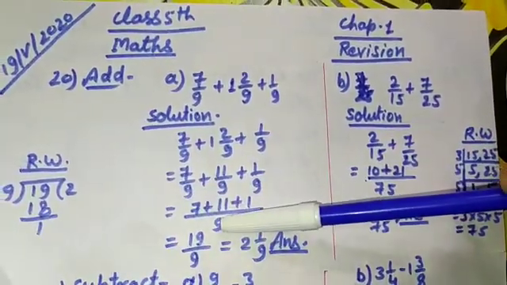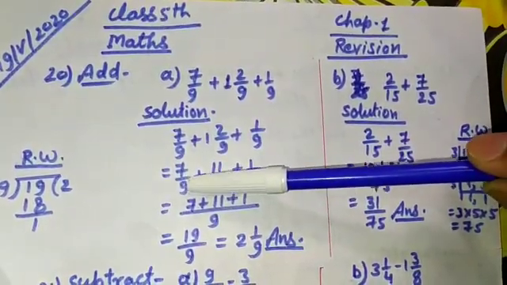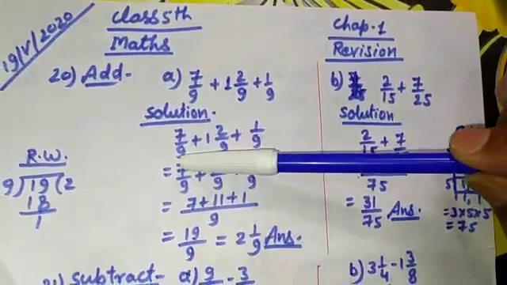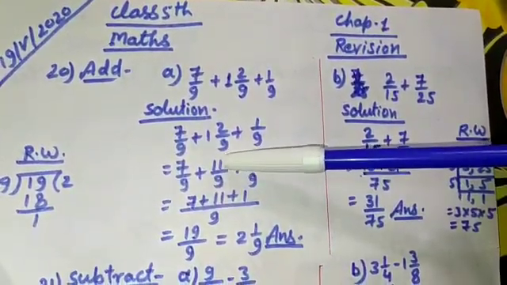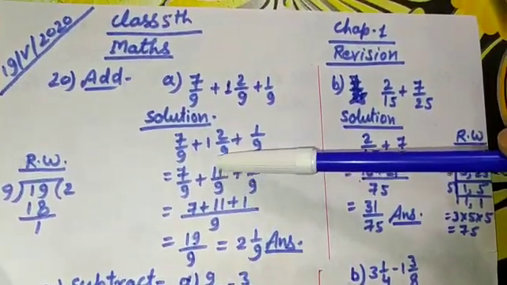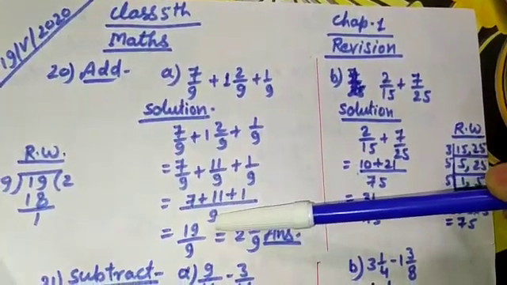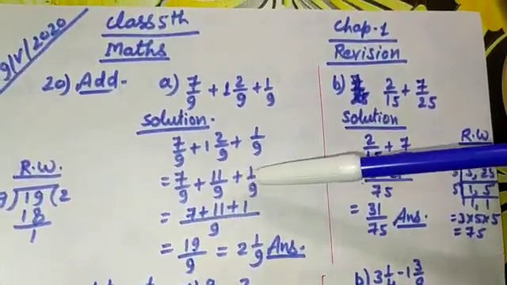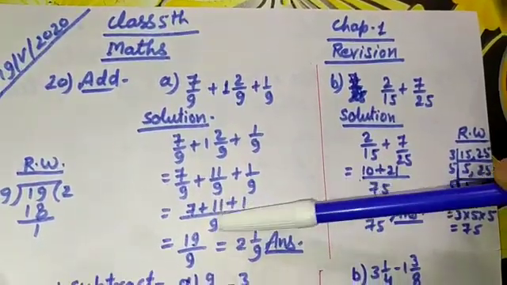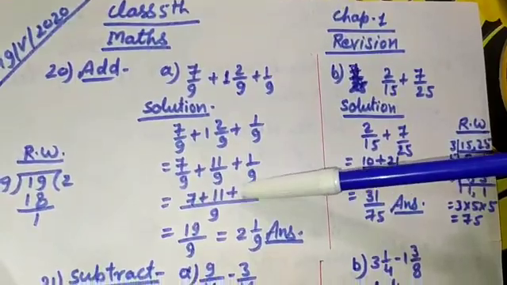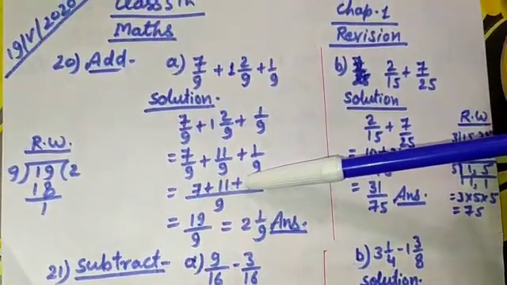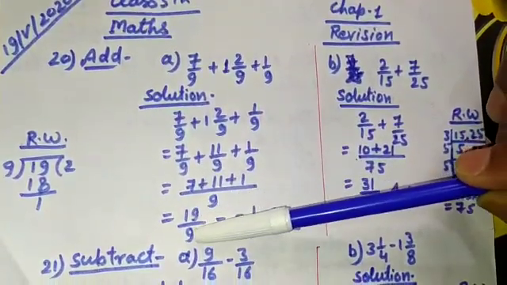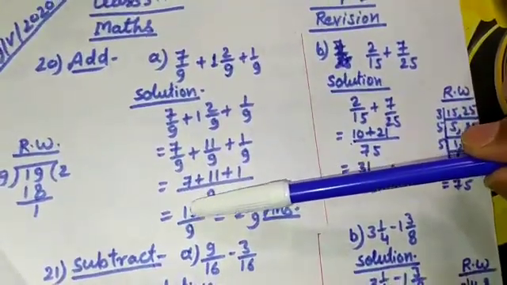Now first we will divide the LCM by the denominator of the first fraction, 9 ones are 9, and 1 seven is 7. Again 9 ones are 9, and 11 ones are 11, plus again 9 ones are 9 and 1 one is 1. Therefore here will be 7 plus 11 plus 1 upon 9, and 11 plus 7 plus 1 is equal to 19 upon 9.